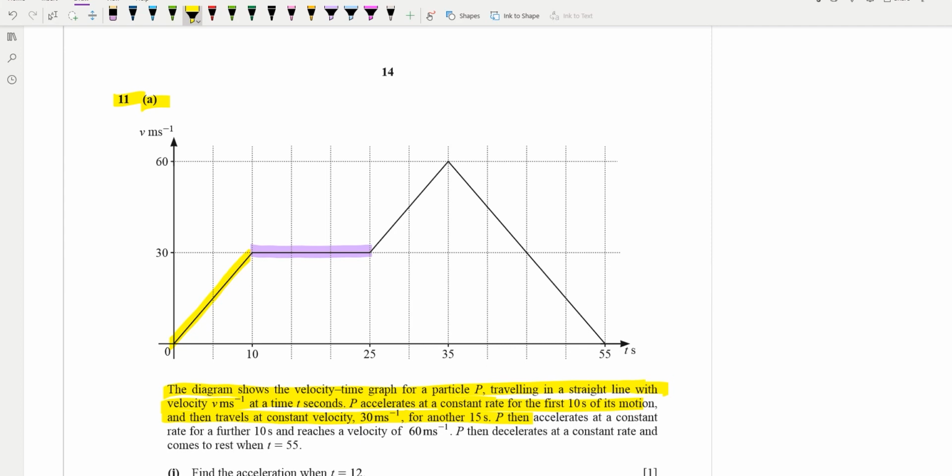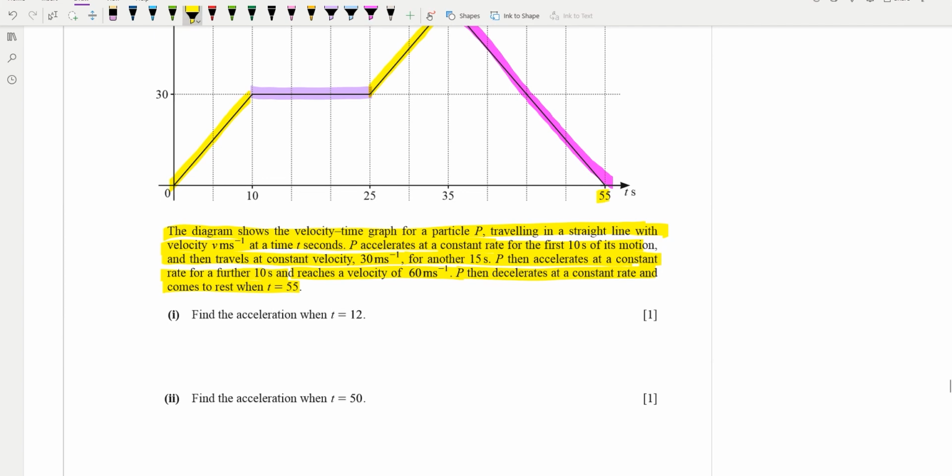30 meters per second for another 15 seconds. So 15 seconds, then P accelerates at a constant rate for a further 10 seconds. So this is further acceleration for 10 seconds and reaches a velocity of 60, so this one is 60 meters per second. P then decelerates at a constant rate and comes to rest when t is equal to 55. So this portion is basically deceleration. This one is the deceleration part, and the first part is find the acceleration when t is equal to 12.